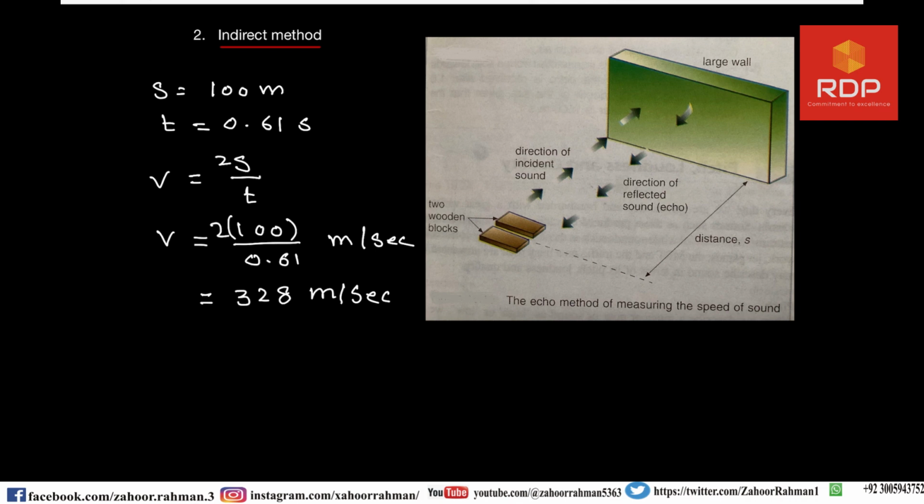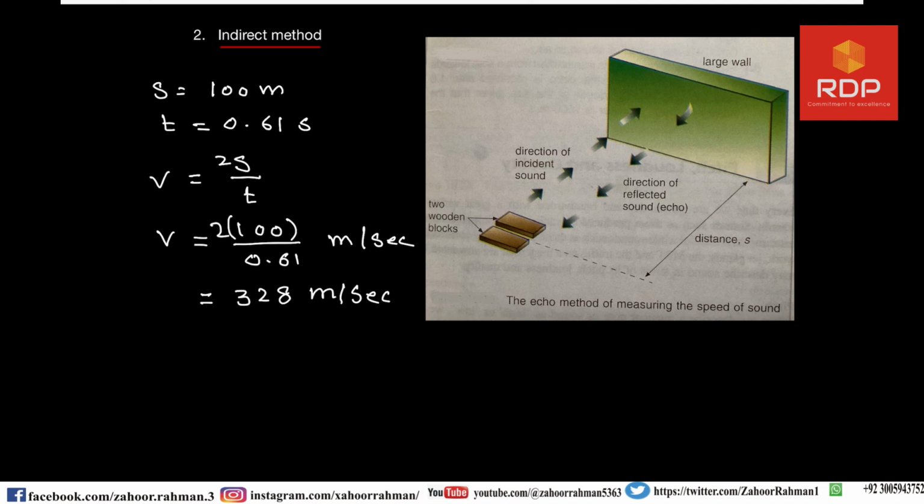Okay, the second step is to make a sharp clapping sound by knocking two blocks of wood together. Repeat the sound at regular intervals to coincide with the echoes. In other words, the second clap coincides with the echo from the wall from the first clap. So it should be in regular intervals. And then you have to clap the two wooden blocks in such a way that it coincides with the incoming echoes from the wall. If that is out of order, then your experiment will not give you the correct answer.